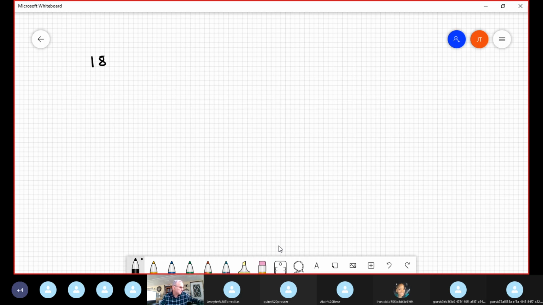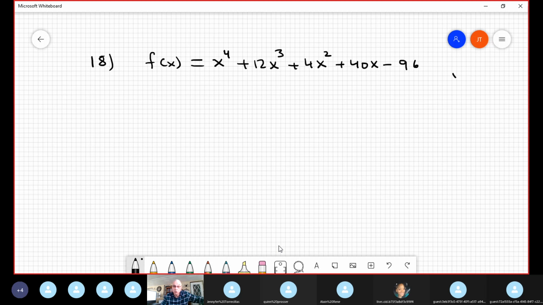Problem 18, the polynomial is x to the 4th power plus 12x cubed plus 4x squared plus 40x minus 96. You need to investigate if the factor x minus 12 belongs or not to the polynomial. In this case, I want to do it using synthetic division.